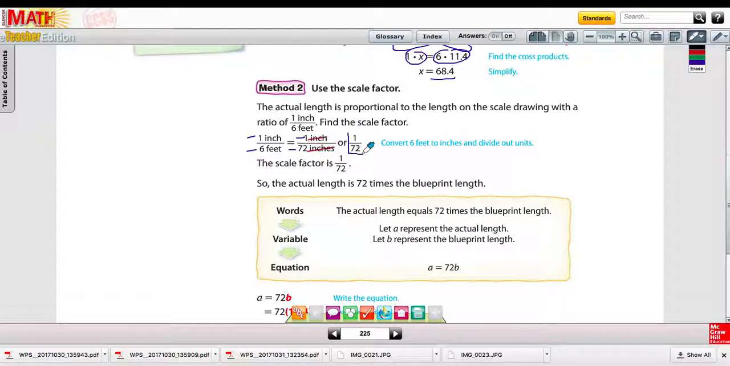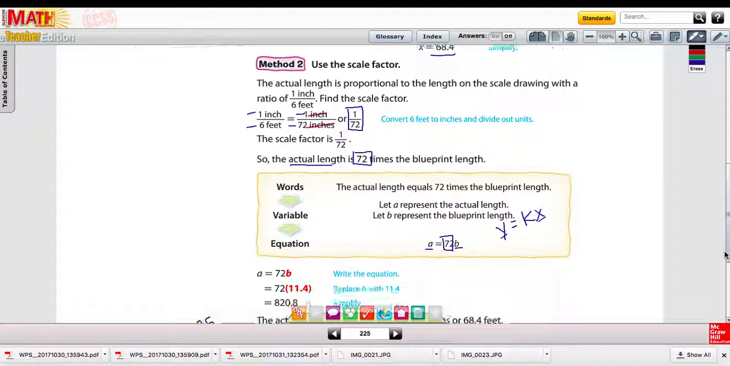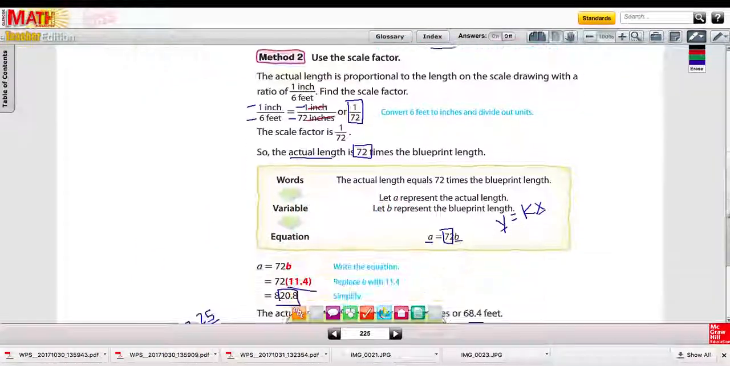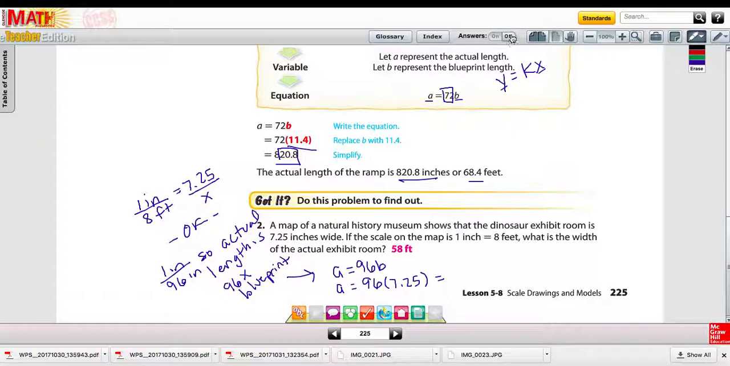So we have common measurements. So the scale factor is 1/72, or the actual length is 72 times the blueprint. Notice they plug that into that formula we've seen before, which is y equals kx. K is that constant of proportionality, in this case 72 times the blueprint, and again the a and the b are no different than y and x. So once we have that formula or that equation, we can substitute in the 11.4 and get the same answer of 820.8 inches, or 68.4 feet. Both methods give you the same answer, and I went ahead and did both methods for example 2 at the bottom of page 225. Let's go ahead and change the color here of the pen and walk through both methods.